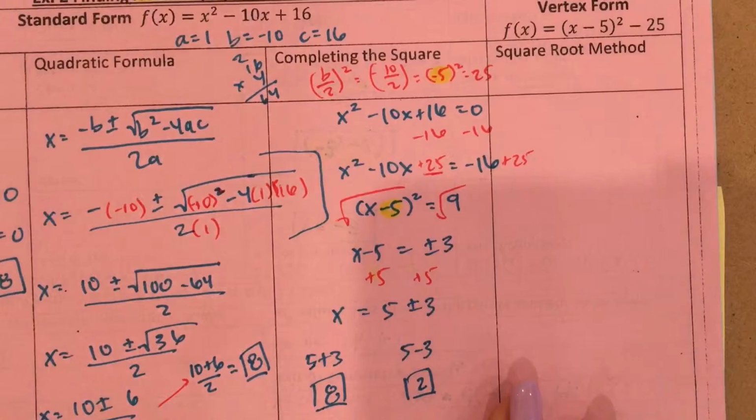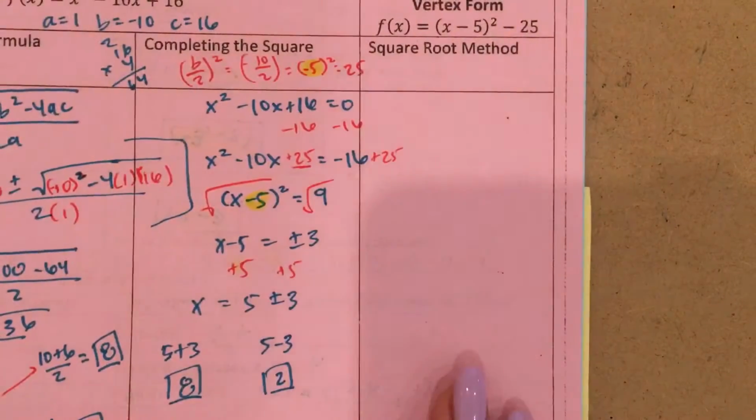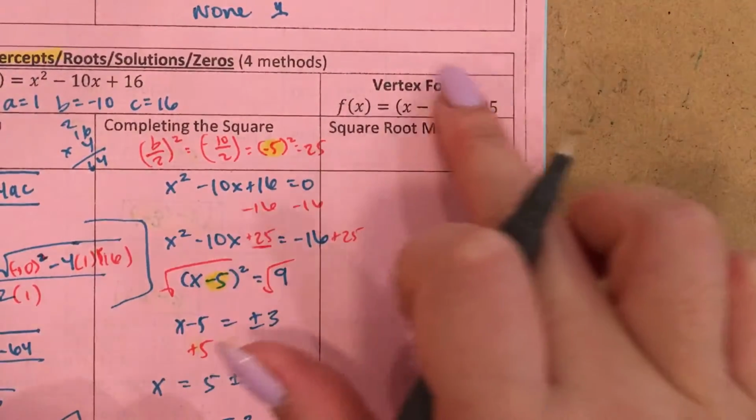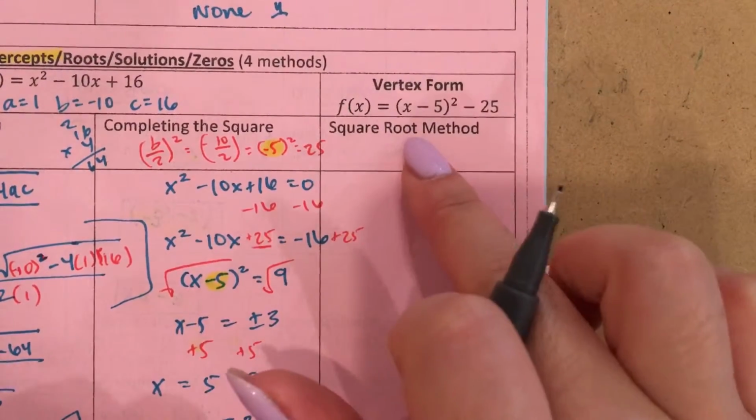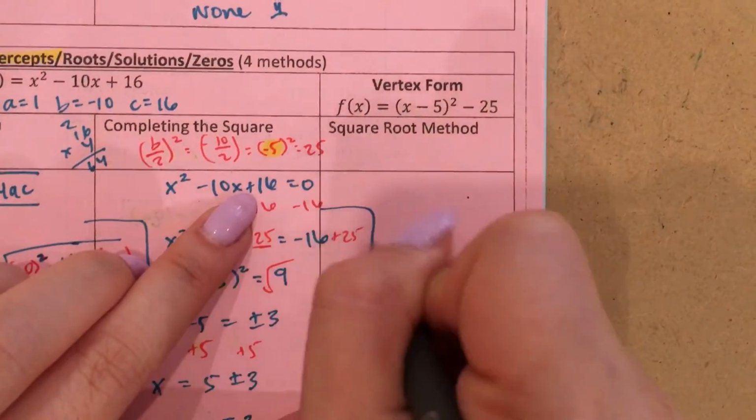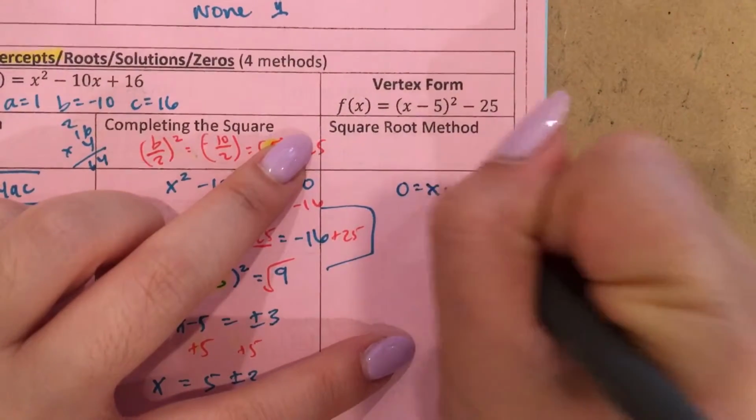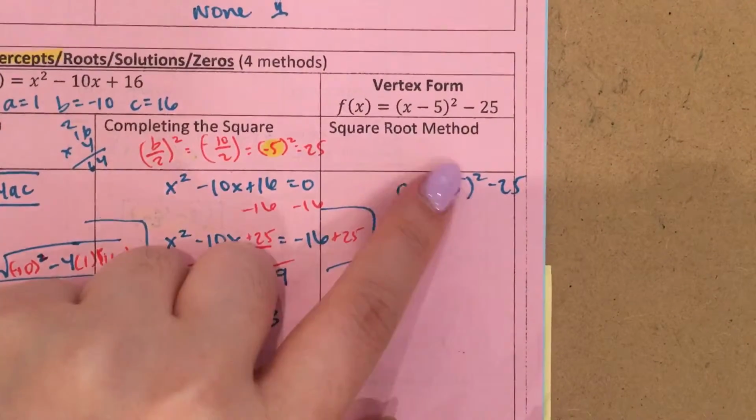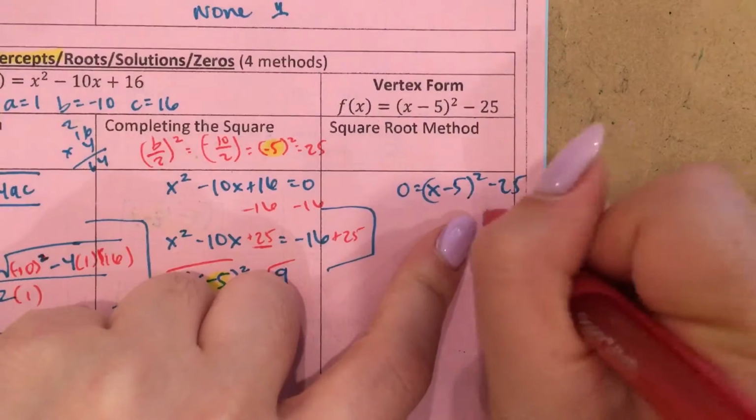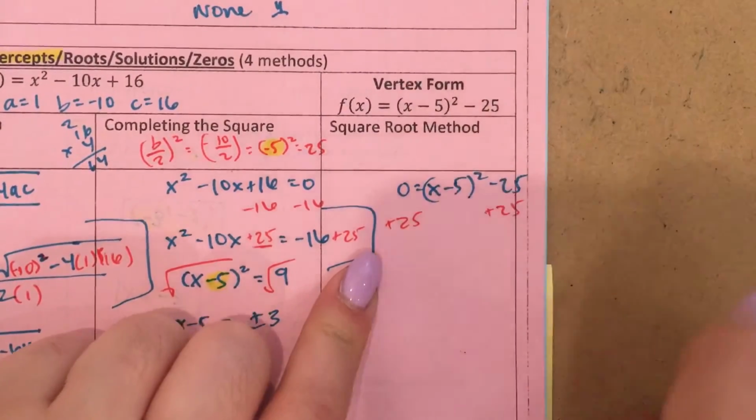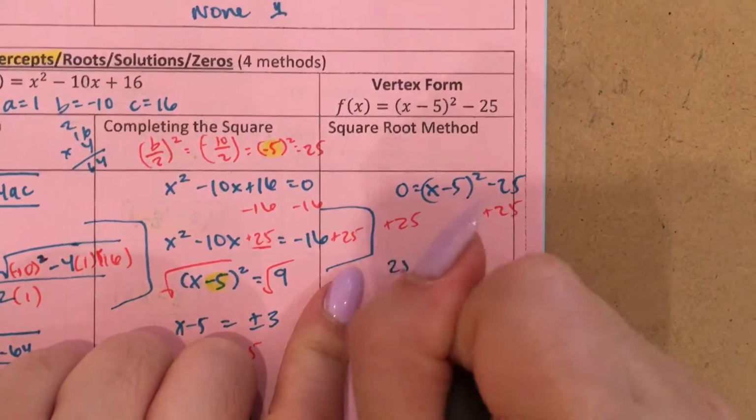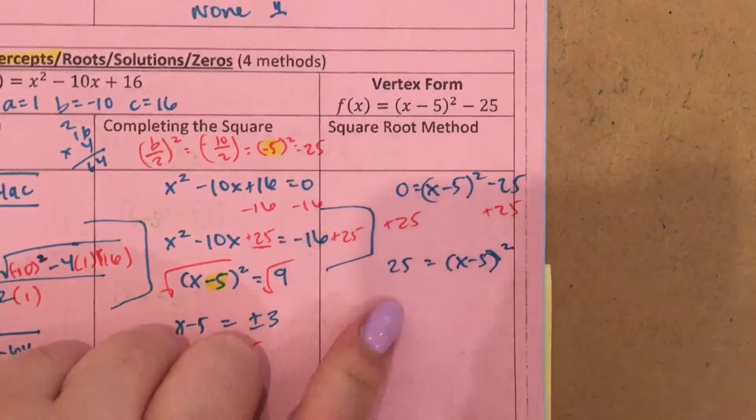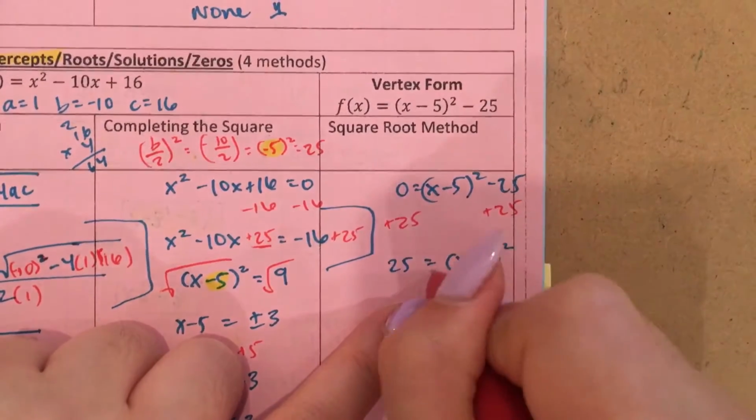Okay. All right, last one. The last and final method. Again, if you have an equation in vertex form, you need to solve it using the square root method. So I'm going to write this over again. I have 0 equals x minus 5 squared minus 25. Okay. I want to get this by itself, so I need to go ahead and move this 25 over. Okay, so this gives me 25 on the left side equals x minus 5 squared. I want to get rid of the square, so I need to take the square root.